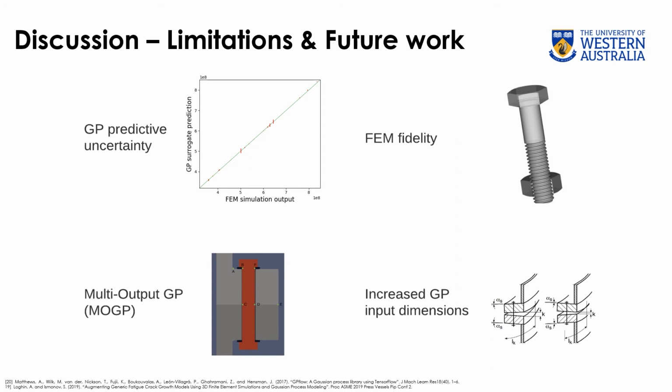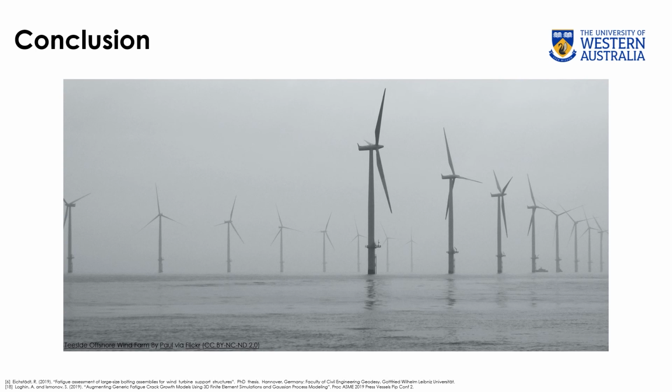This enhanced detail offers the opportunity to explore direct damage propagation methods, such as those studied by Logan and Somonov for stress concentration at bolt threads using a GP. Further, incorporating flange imperfections could mean expanding the GP input space dimensions. Our results have shown the promise of the GP surrogate model approach to predicting bolt stress in bolted ring flanges in offshore wind turbine structures.